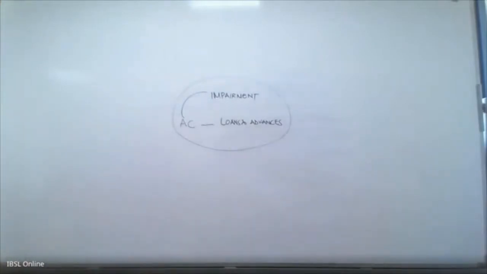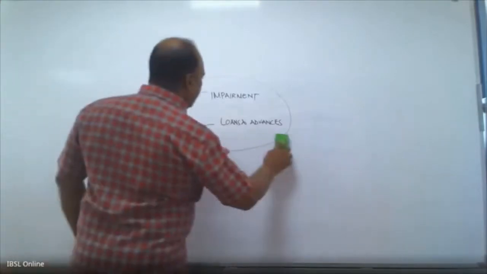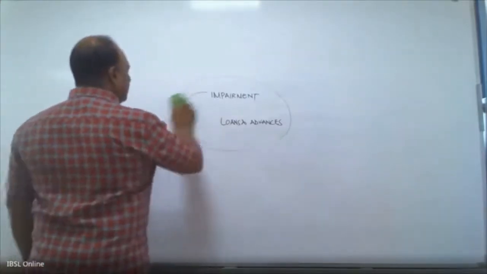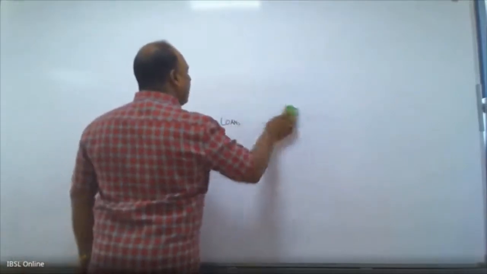Amortized cost means there could be a lot of other assets also. There could be treasury bills, treasury bonds. Even for those there could be impairment. We are not saying no. But mostly it is going to impact the loans and advances of the business. Okay, so that is where we stand.